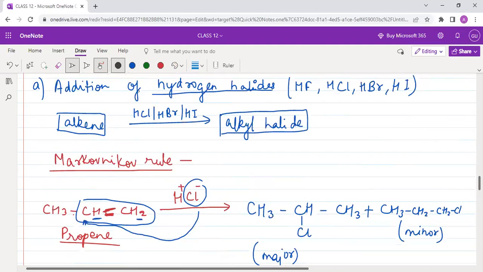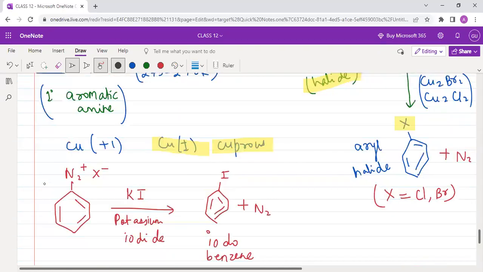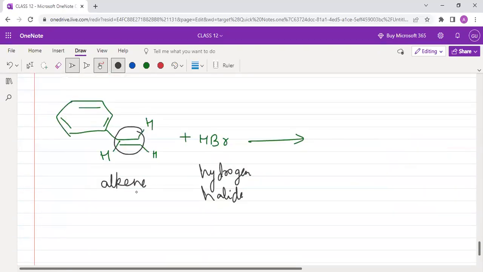So here Markovnikov rule will be followed. If we have alkene and HCl, HBr or HI, alkyl halide will be formed and Markovnikov rule will be followed. This is important. Don't forget this. And you know that in Markovnikov rule, the negative part of the adding molecule goes to that carbon atom which is having lesser number of hydrogen, right?